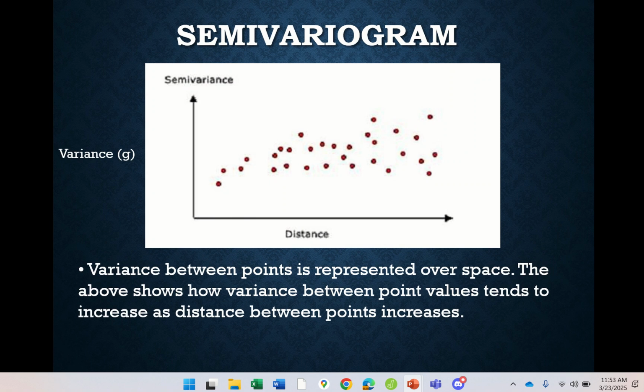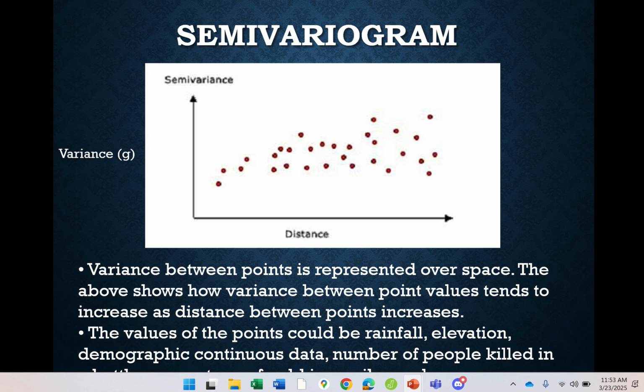So again, when we look at a semi-variogram, it usually takes on kind of a scatter plot form, where we have distance along the horizontal axis, and then variance on the y-axis. Basically what the semi-variogram is showing us is how much two points are going to vary from one another based on how far they are from one another. That's what the semi-variogram is basically telling us.